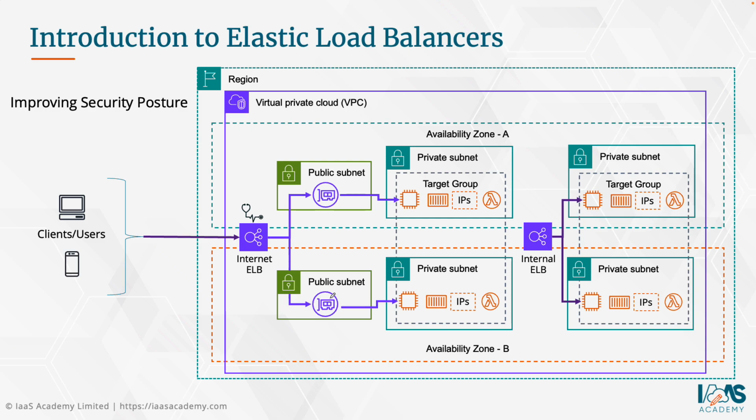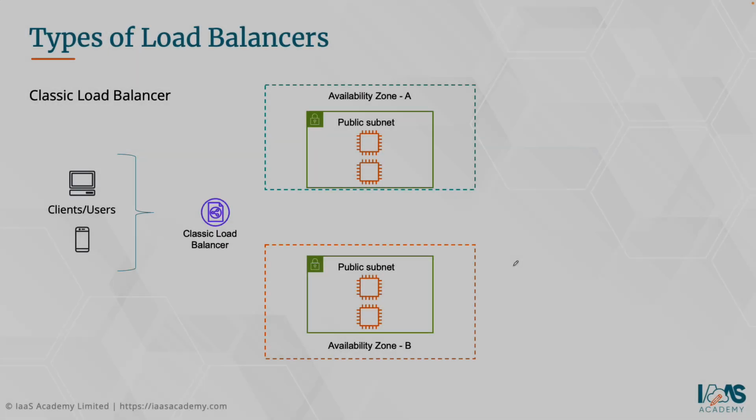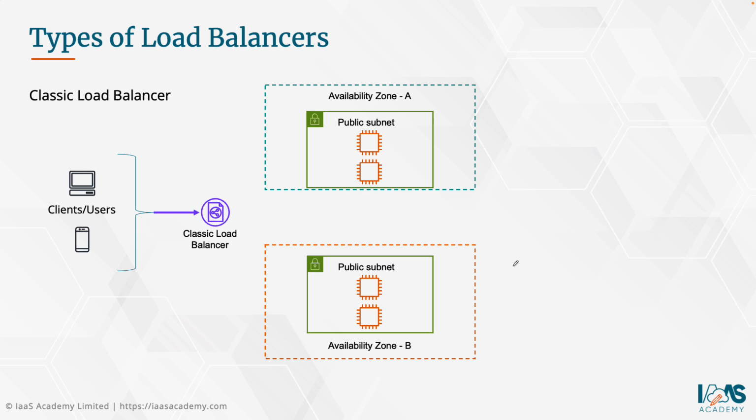Let's take a look at the different types of load balancers that you can set up on AWS. Okay, so we'll start off with the classic load balancer. Now, the classic load balancer distributes incoming application traffic across multiple EC2 instances across multiple availability zones. Note that this type of load balancer will only support EC2 instances, however.